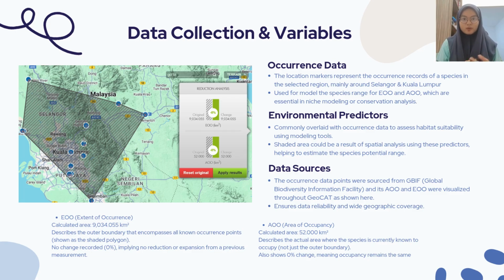For EOO, which is extent of occurrence, the calculated area for this species is around 9 million square kilometers. It is an estimation, which describes the outer boundary that encompasses all known occurrence points. And no change was recorded, implying no reduction or expansion from the previous measurement. Then into the area of occupancy, the calculated area is 52k square kilometers, and describes the actual area where the species is currently known to occupy, which is not just the outer boundary. And it also shows 0% change, meaning the occupancy also remains the same.